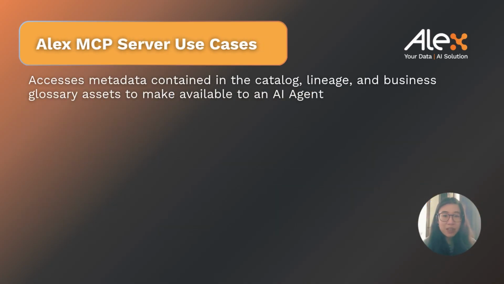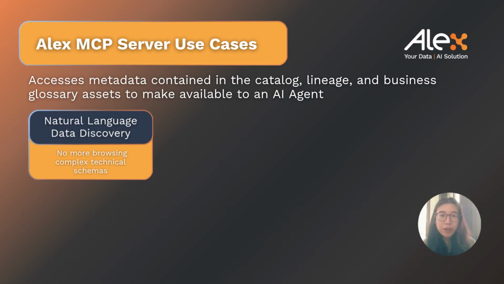The Alex MCP server can access metadata contained in the catalog, its lineage, and business glossary assets, and then make it available to an AI agent. It allows for the creation of AI agents that effectively utilize catalog content in the following ways. Natural language data discovery. For example, when integrated with a chat application, the users can quickly find technical locations of datasets, tables, or reports using plain English, completely eliminating the need to browse complex technical schemas.